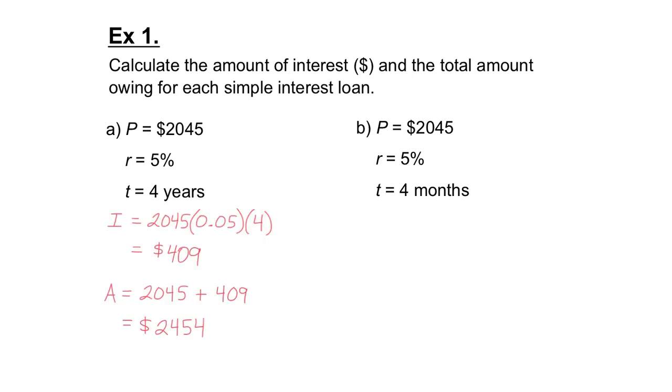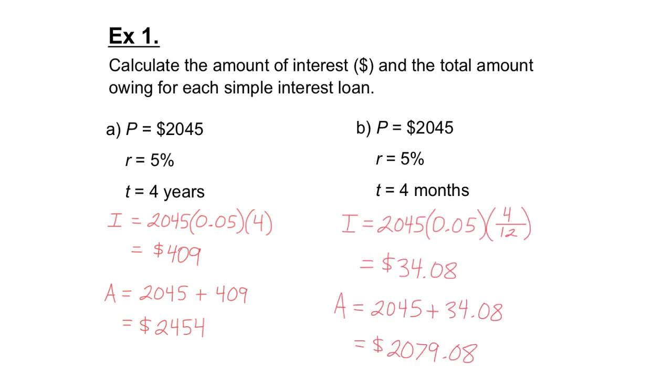For the first loan, I equals PRT. Multiply those together, you get $409 in interest. The total amount owing, A, is the principal plus the interest, ends up being $2,454.